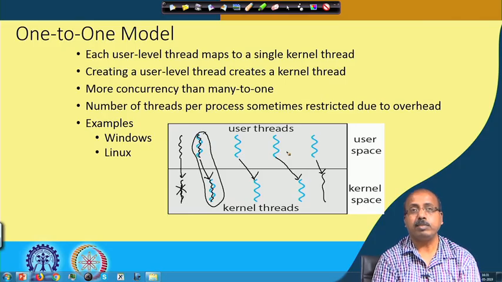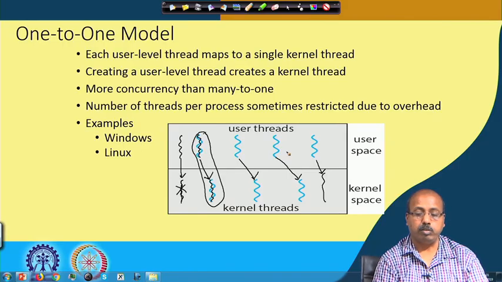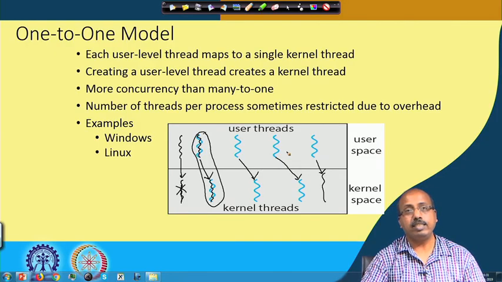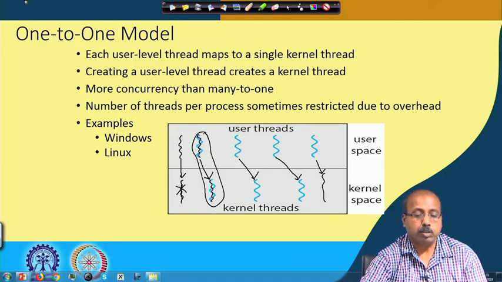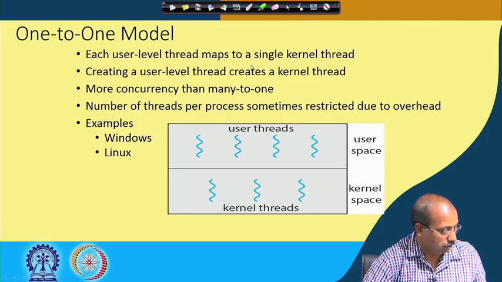So operating system designers often put a restriction on the number of kernel level threads that you can create, or the number of threads per process, to restrict this overhead. Typical examples are Windows and Linux. They have this one to one model. Whenever a user level thread is created, a kernel level thread is also created, and there is an upper bound on the number of threads that you can create in a process. So, that is the one to one model.